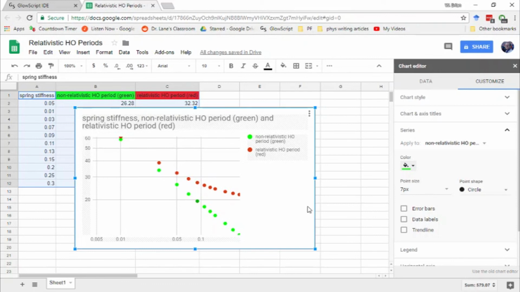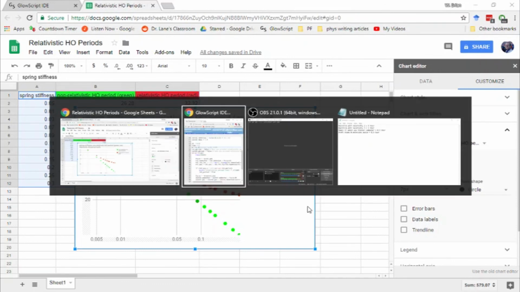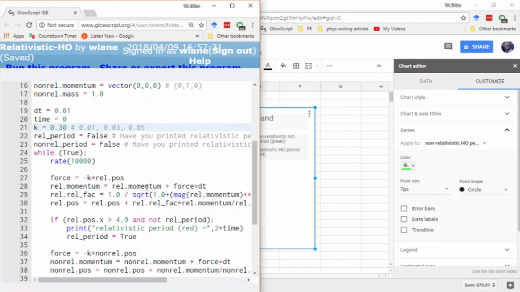Next time we'll take our harmonic oscillators here and we'll start to have them oscillate in 3 dimensions. So I think that'll be a lot of fun.